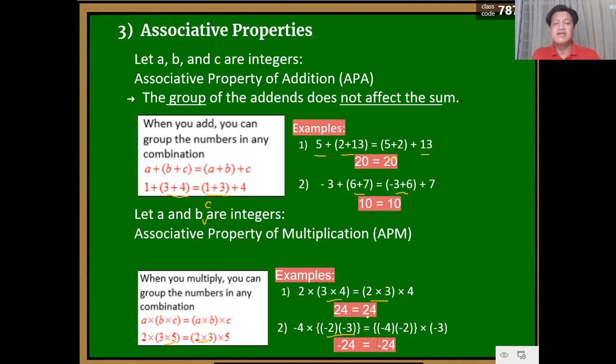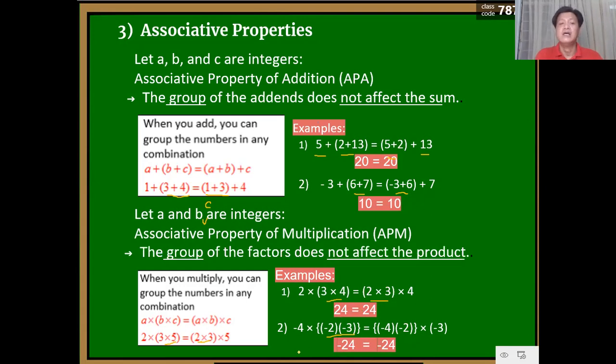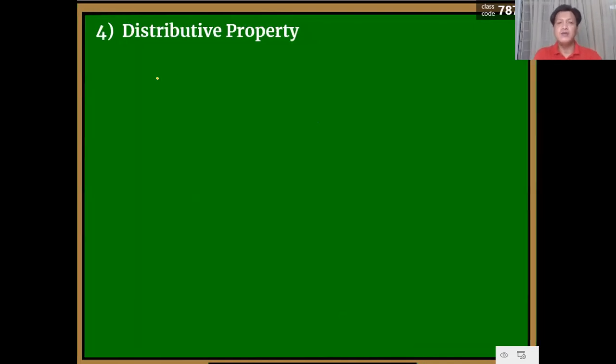So based on the given example, what is associative property of multiplication? We can say that the group of the factors does not affect the product. So kahit sino i-grupo mo dyan na factors, hindi maapektuhan yung product ng integers mo. Okay, another, we have distributive property.